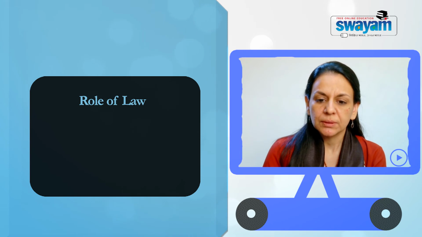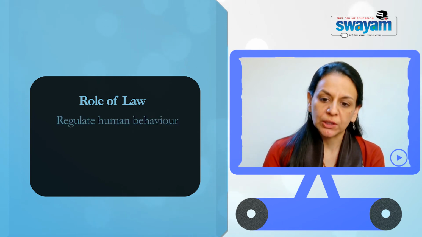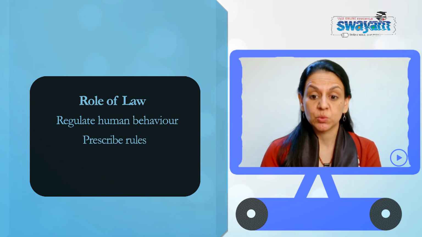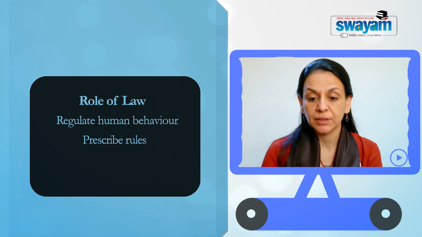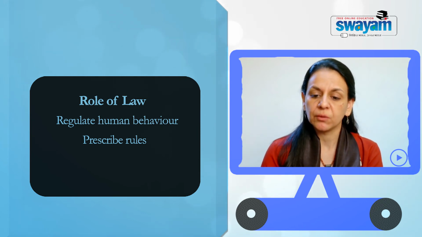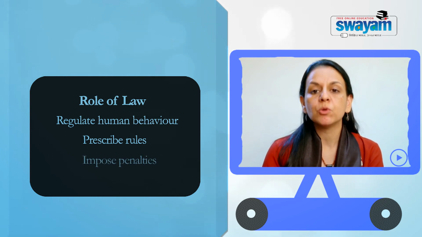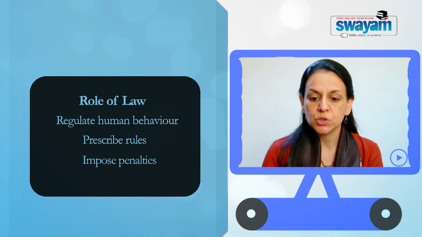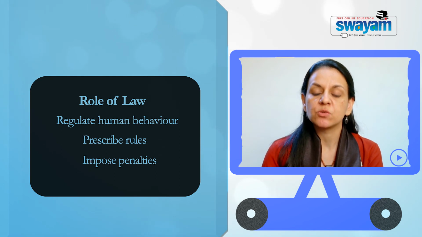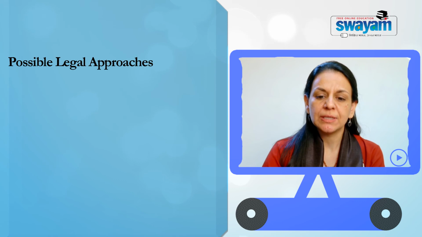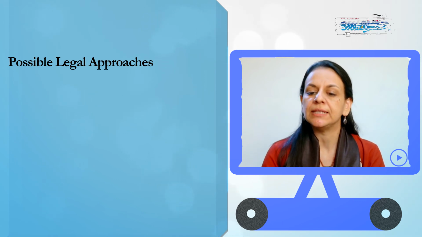Like any other law, a biosafety law would also need to regulate human behavior. It would need to prescribe rules by which it seeks to regulate human behavior. And if there is any digression from those prescribed behaviors, then the law has to impose penalties, be able to pin liability, as well as be able to get redress for any kind of damage that might result from LMOs or GMOs. So what are the possible legal approaches that a legal system can take?